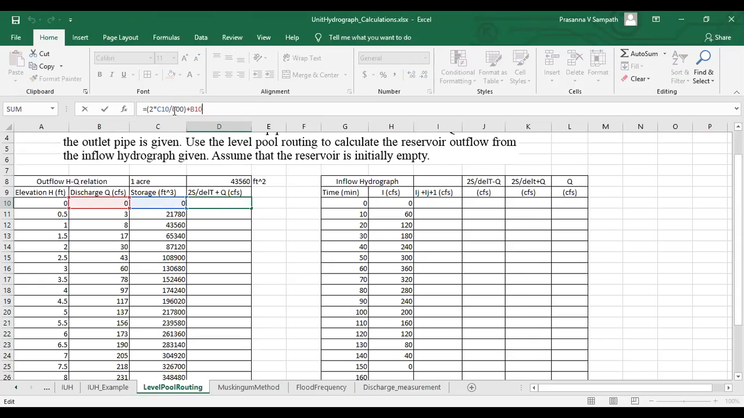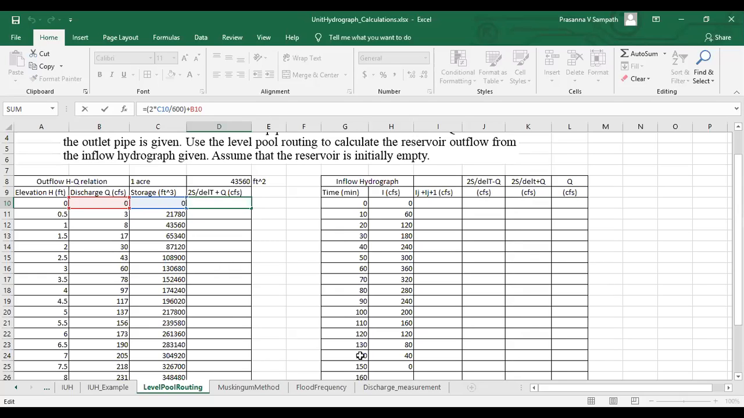Ten minutes, yes. The inflow hydrograph that is given to you is in time steps of 10 minutes: 0, 10, 20, 30, 40 minutes. So therefore my delta T is 600 seconds. You can always use a smaller delta T if you want, but preferably you should not use a delta T greater than the time step given in the problem. You may use a finer time step, but it won't make too much of a difference to your answers.